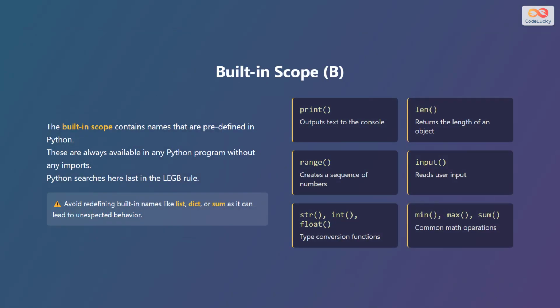The built-in scope contains names that are predefined in Python. These are always available in any Python program without any imports. Python searches here last in the LEGB rule.